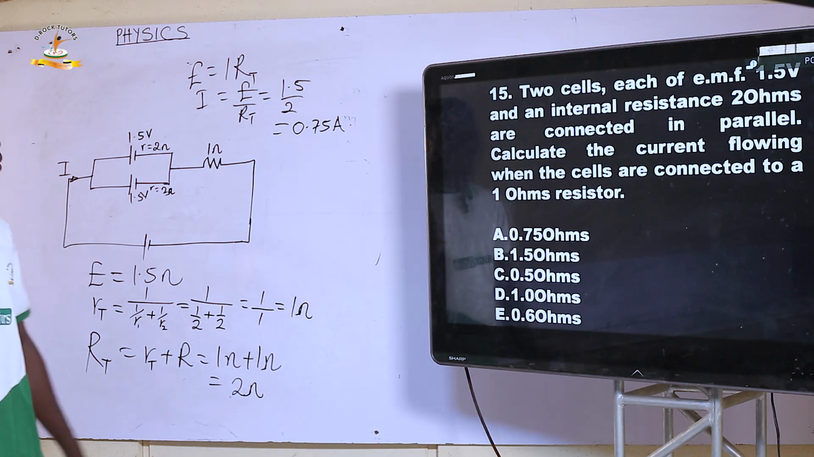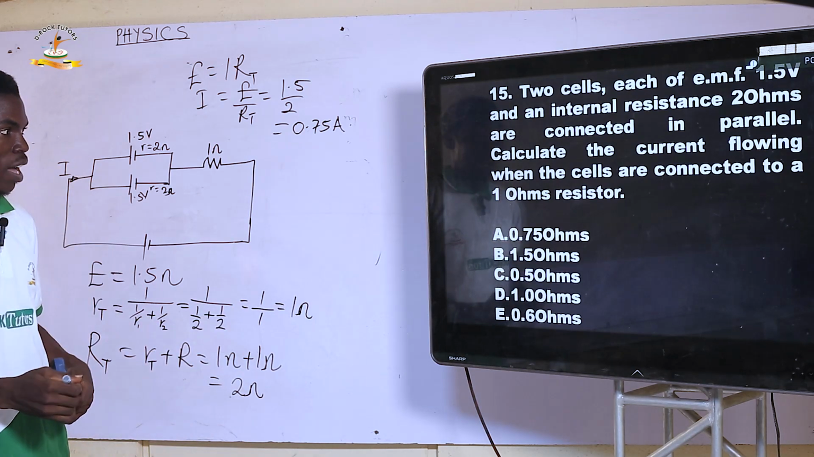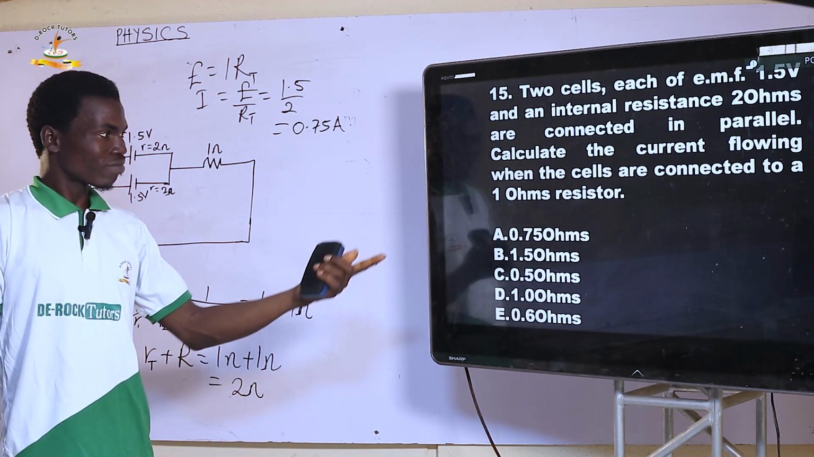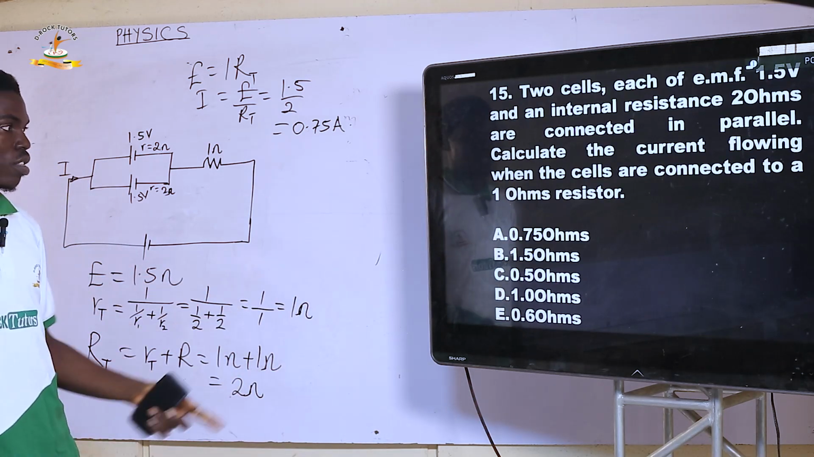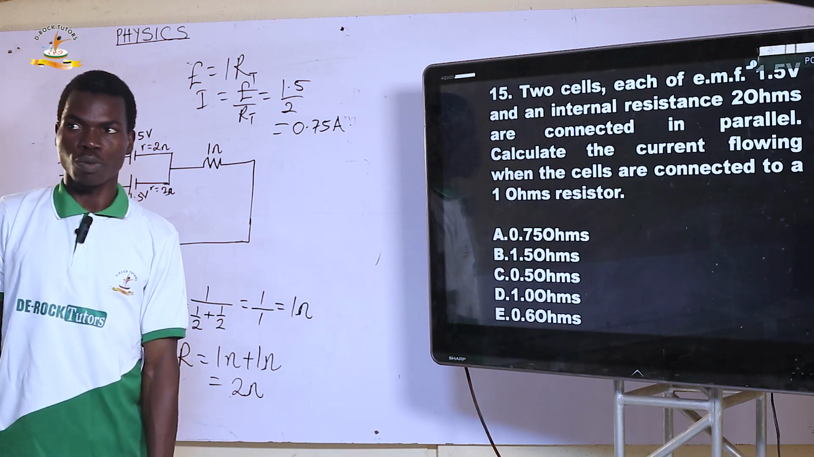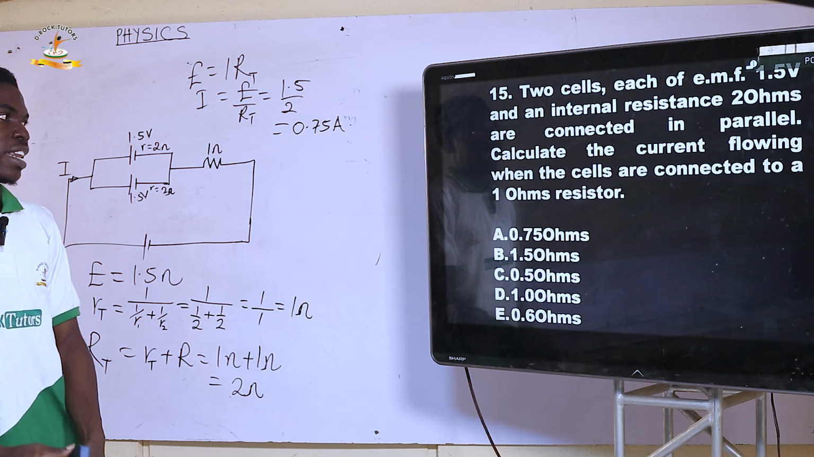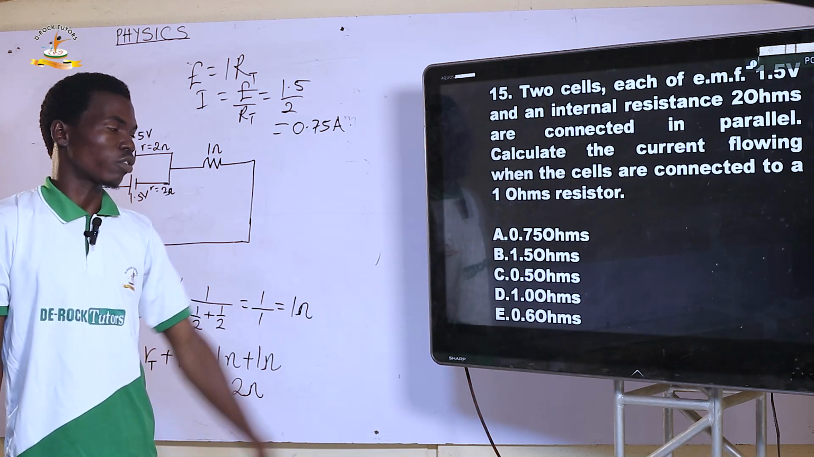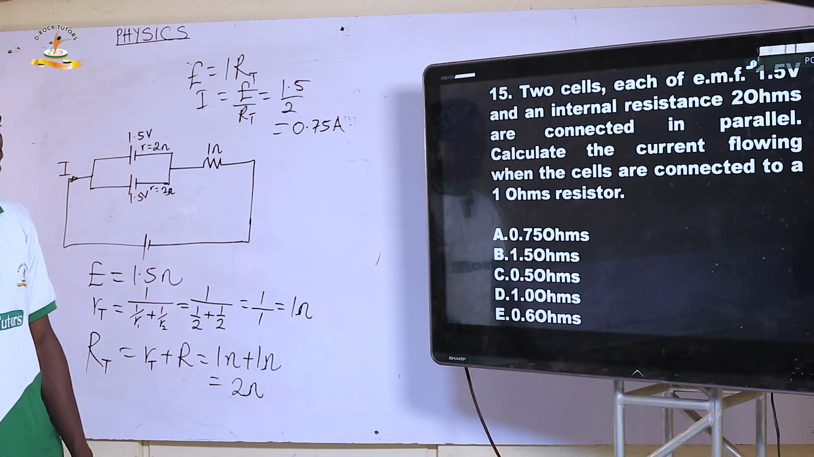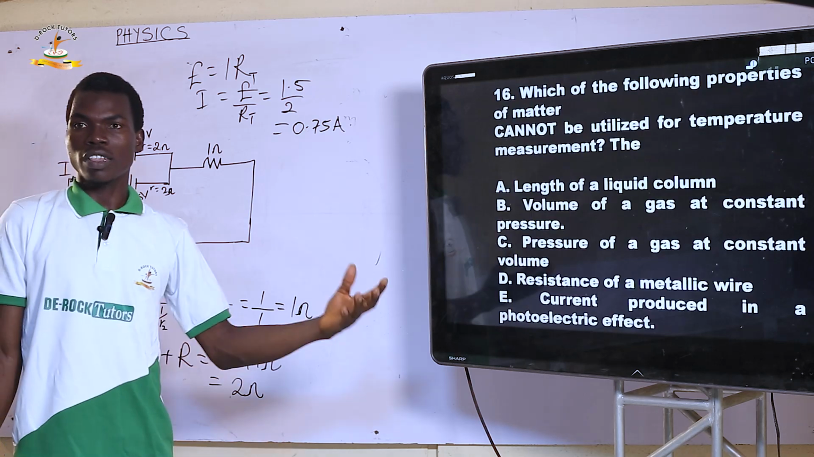That's the correct option. So option A is the correct option. However, apologies for the change in the unit. It's supposed to be amps and not ohm, because current is measured in amps and not ohm. So the right option is 0.75 amps. That is option A.